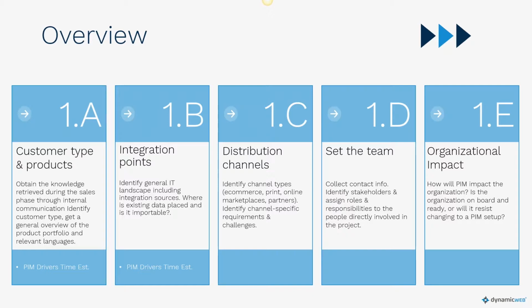You'll look into the team that's relevant for the specific project. So which stakeholders and relevant contact persons will you be in contact with? And lastly, you can say organizational impact is a bit intangible, but a PIM implementation is a big change for an organization, and it's an important fact to be aware of. So I'll not go into the supporting document because we already looked at that.